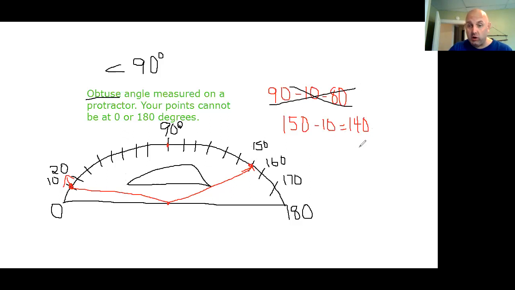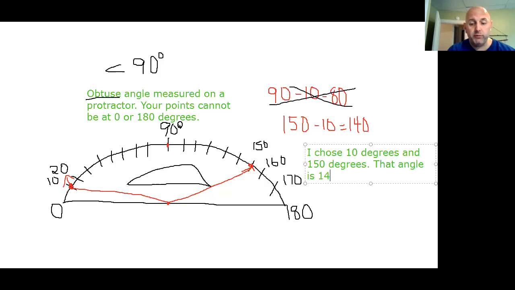This one does work. Okay, now finally, how do I type out my answer? Well, I need to say what 2 points I chose. So I chose 10 degrees and 150 degrees. And then I would tell how much that angle is. That angle is 140 degrees, and then tell why it's obtuse. It is obtuse because it is bigger than 90 degrees.